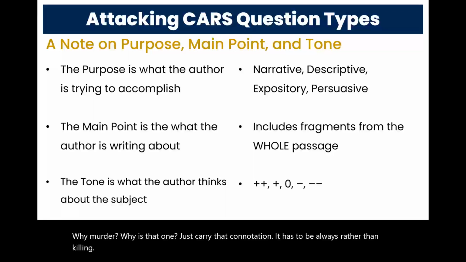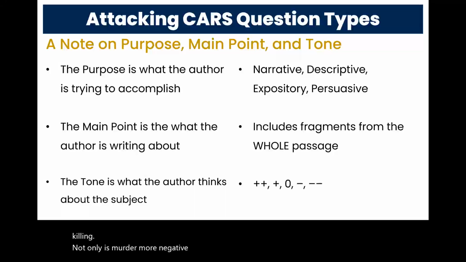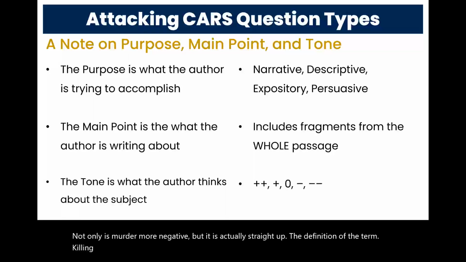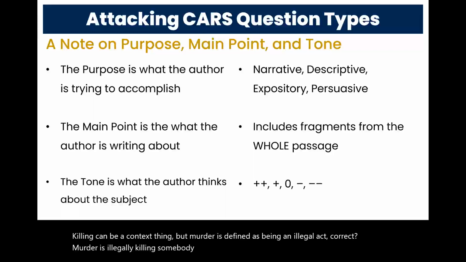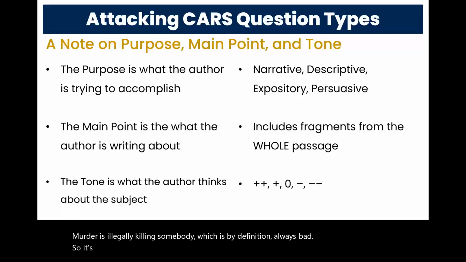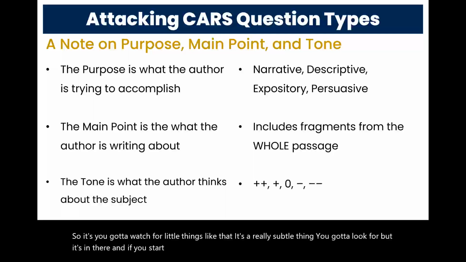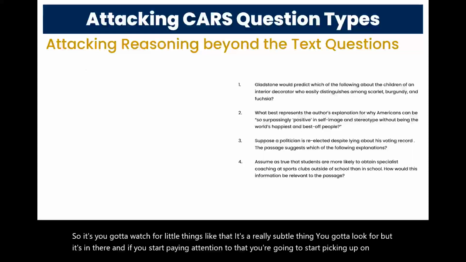Not only is murder more negative, but it is actually straight up the definition of the term. Killing could be a context thing, but murder is defined as being an illegal act, correct? Murder is illegally killing somebody, which is by definition always bad. So you've got to watch for little things like that. It's a really subtle thing you have to look for, but it's in there. And if you start paying attention to that, you're going to start picking up on bad answers really easily.